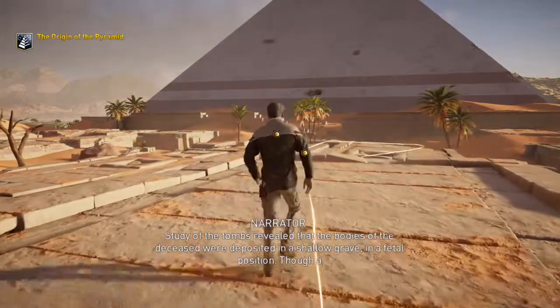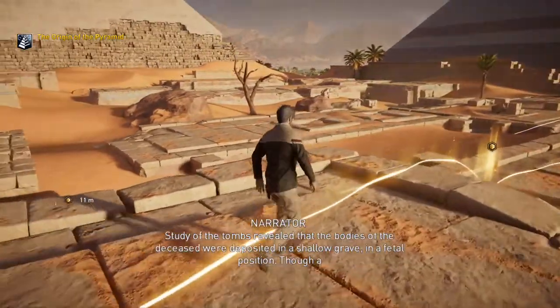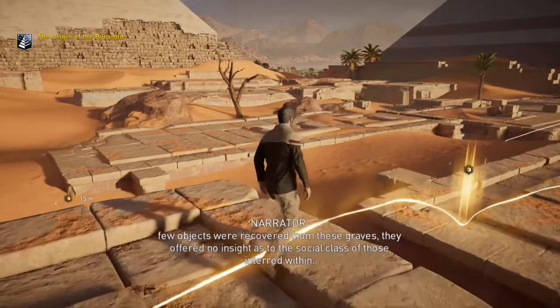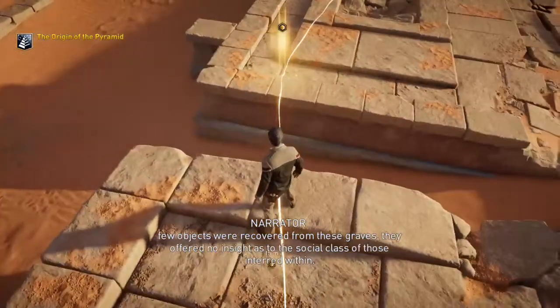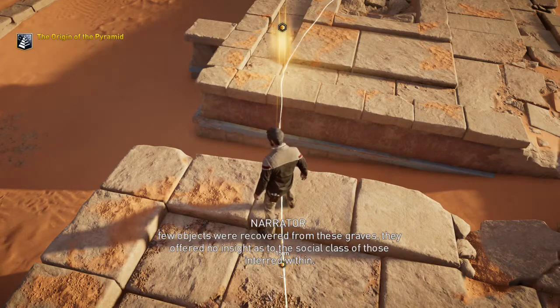Study of the tombs revealed that the bodies of the deceased were deposited in a shallow grave, in a fetal position. Though a few objects were recovered from these graves, they offered no insight as to the social class of those interred within.